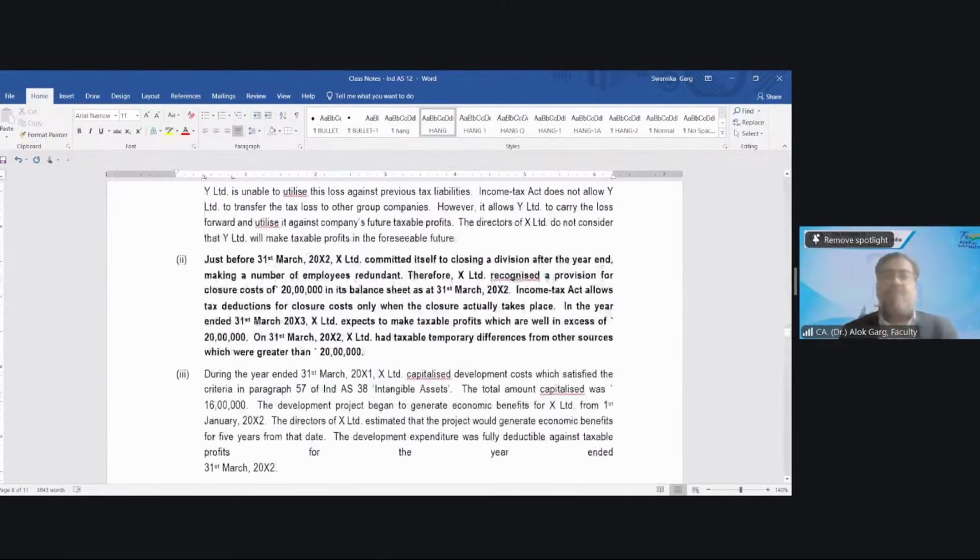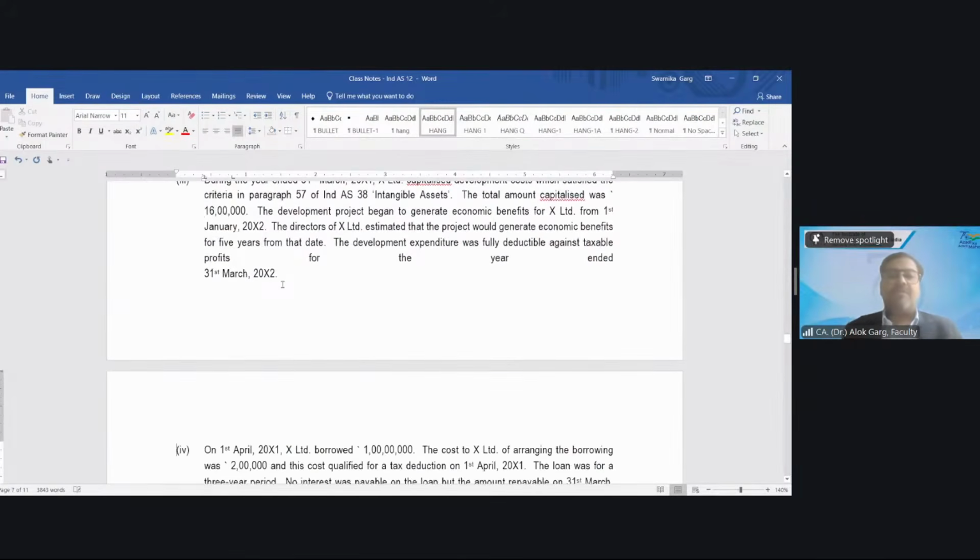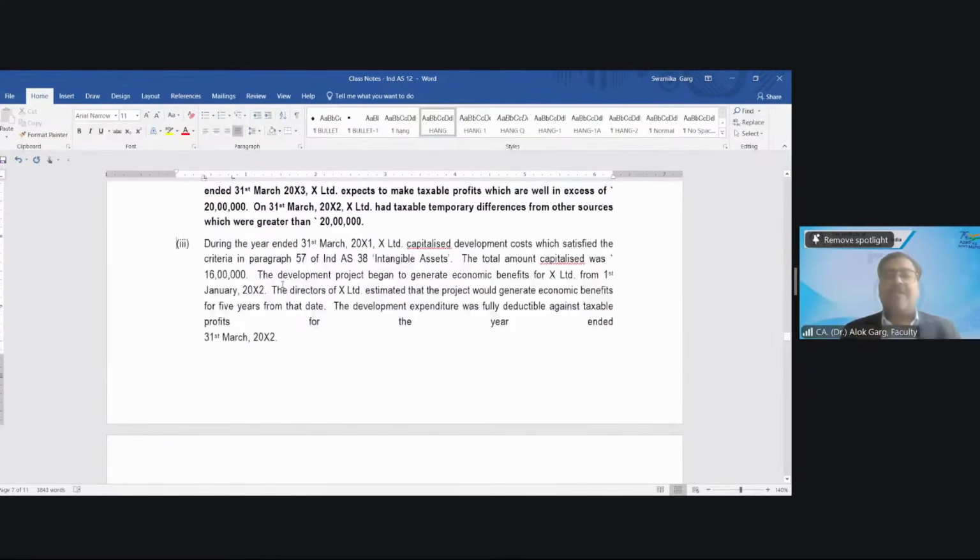Okay. Now moving further, question number 3. During the year ended 31st March, X Limited capitalized development cost which satisfied the criteria in the paragraph of the intangible asset standard. The total amount capitalized was 16 lakh. So what is the crux of the story in these two and a half lines? The company has capitalized a development cost in intangible asset for rupees 16 lakh.